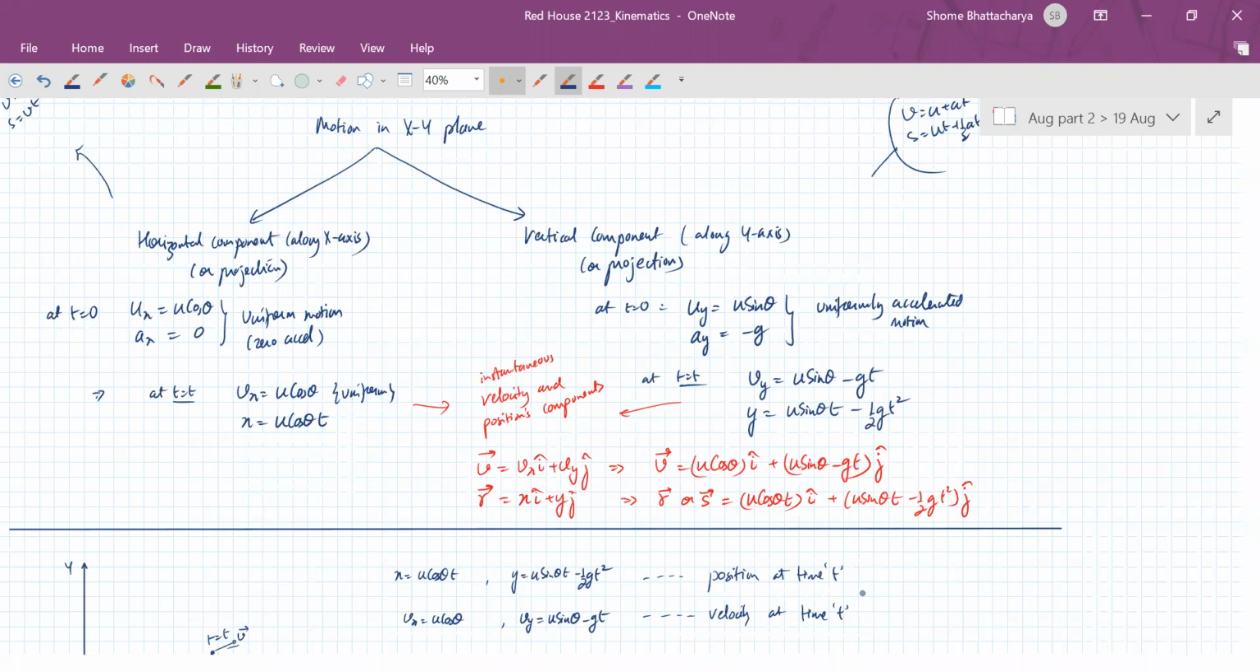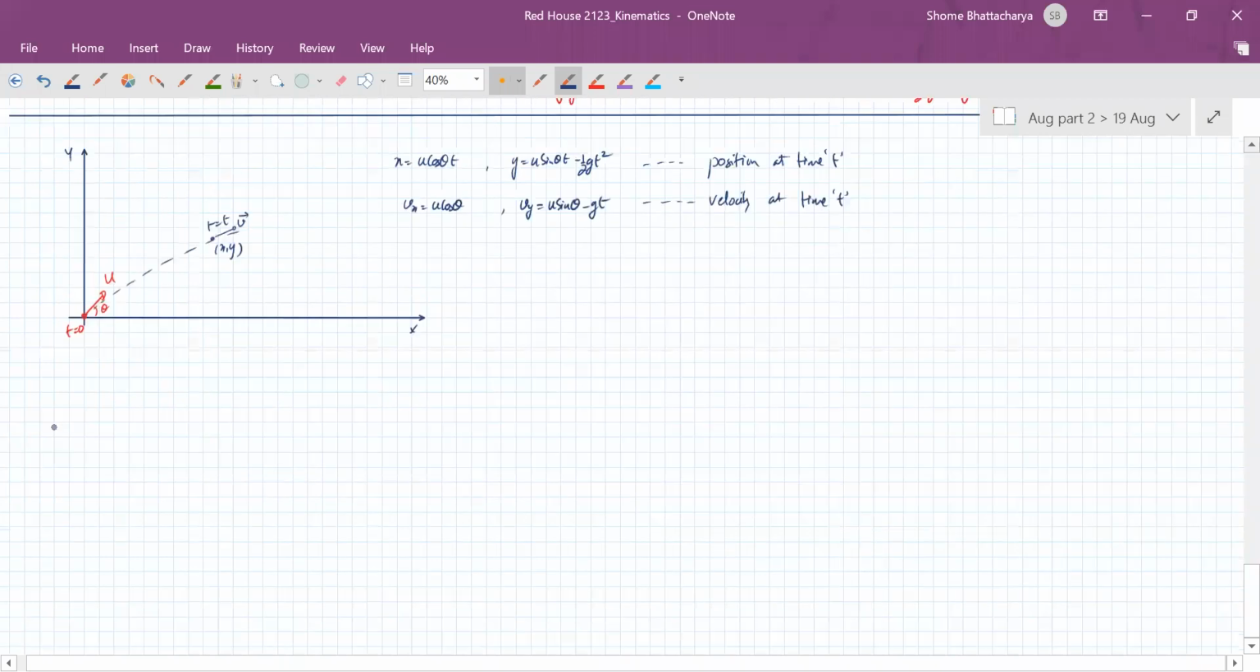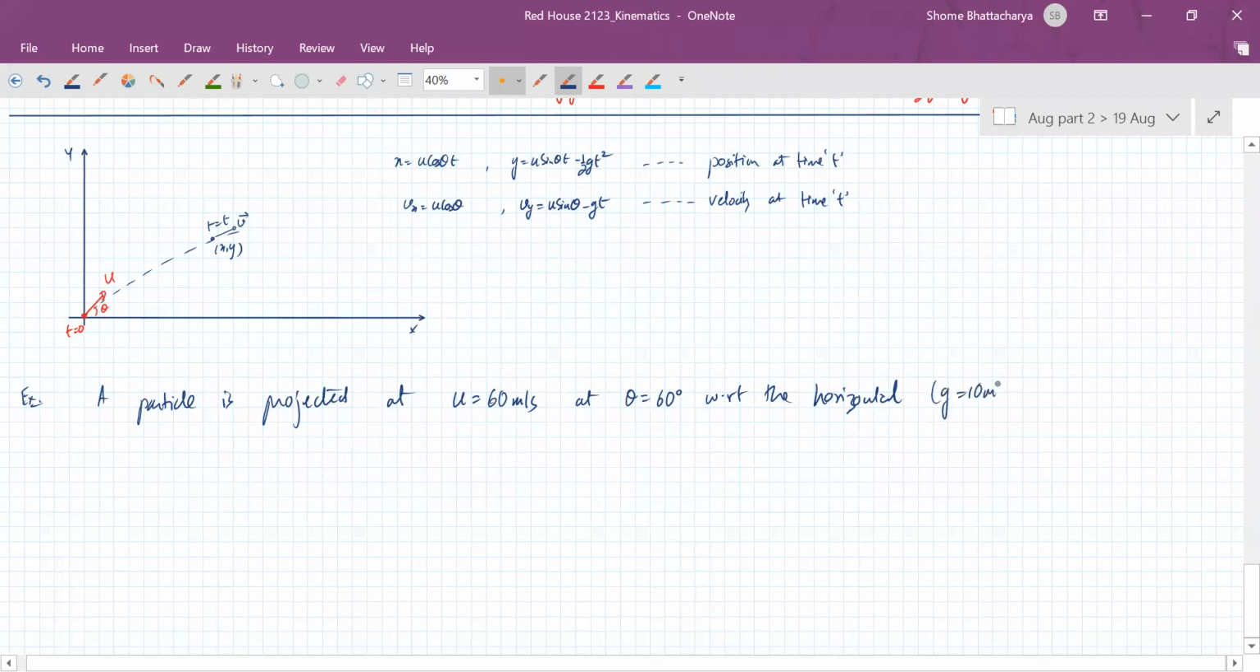Right, so now this numerical problem before we come to the formulae of range and all those things. We'll just learn to apply this concept here. So a particle is projected at a speed of, let's say, 60 meters per second at an angle of 60 degrees with respect to the horizontal. Take the value of g as 10 meters per second square. So find its velocity v and displacement s.